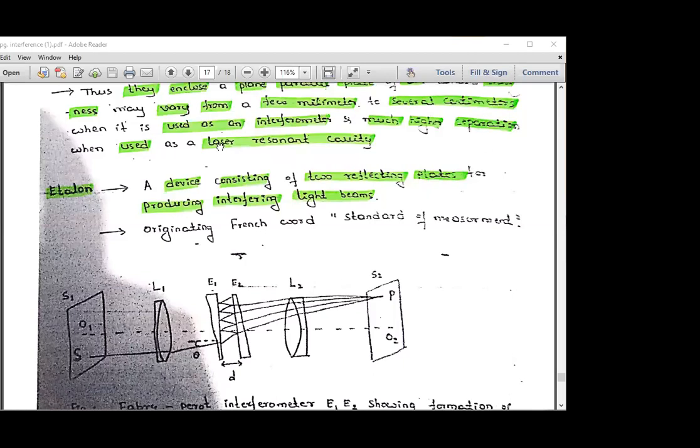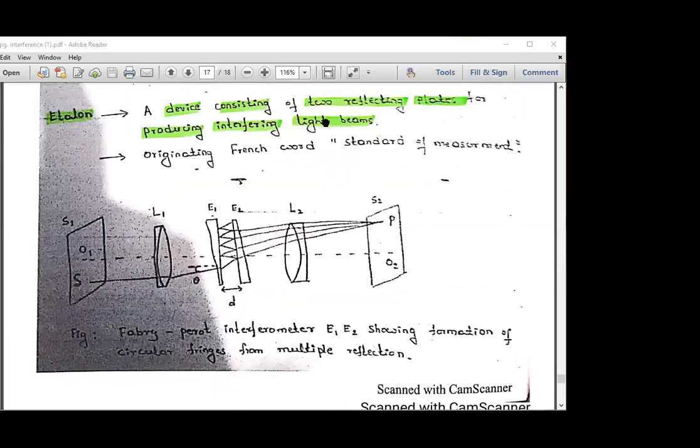If the same device is used as a laser resonant cavity, then the thickness of the air film between the plates E1 and E2 will be much higher, much higher than a few centimeters. This device consists of an etalon. This etalon is a device consisting of two reflecting plates for producing interfering light beams.